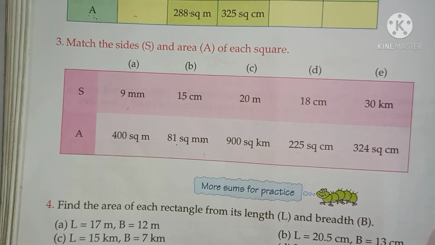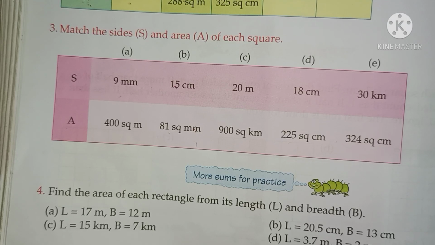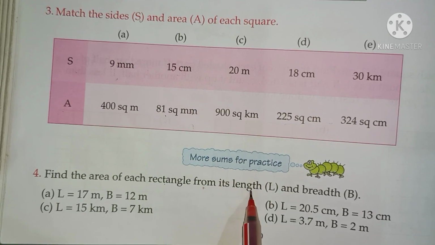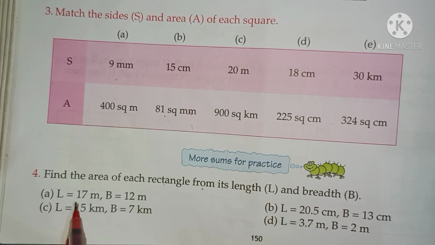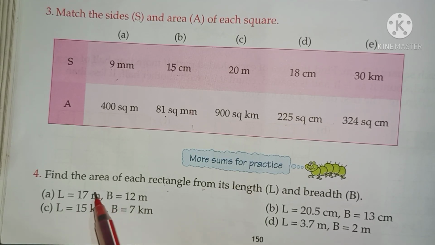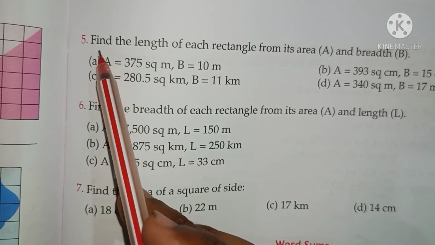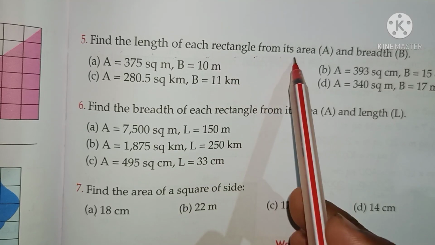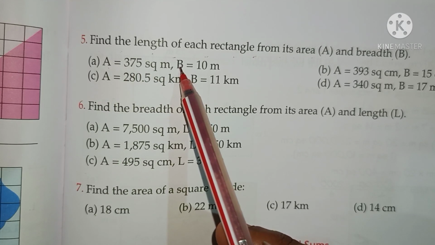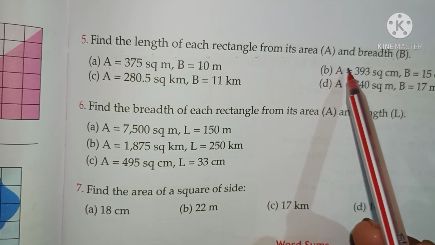And questions number 4, 5, 6, 7, we have already discussed how to do. Find the area of each rectangle from its length and breadth. Length and breadth are given, we have to find the area. Very easy. Area equal to length into breadth. Same formula you will use here. And question number 5 is, find the length of each rectangle from its area and breadth given. Area given, breadth given, then what formula will we put? Length equal to area divided by breadth. Number 5 is the same, you can do this one.